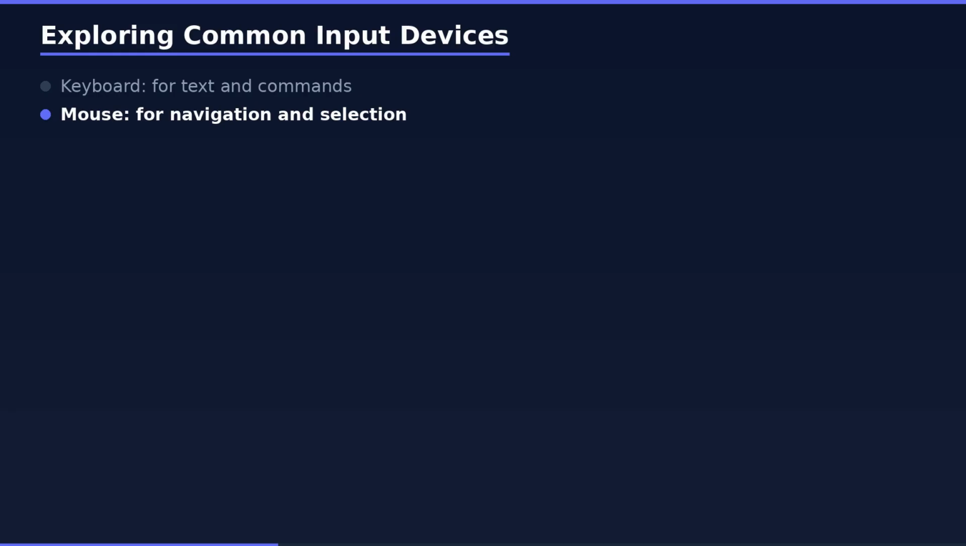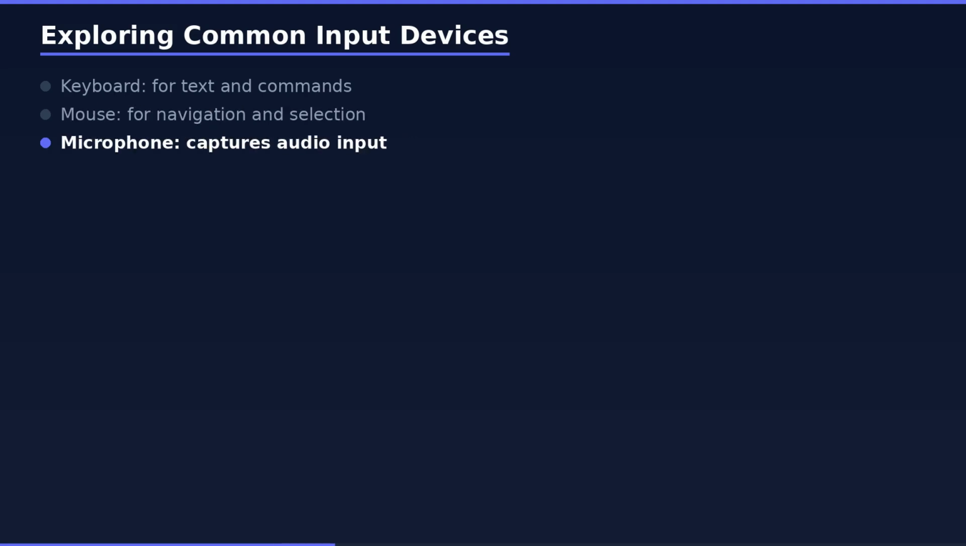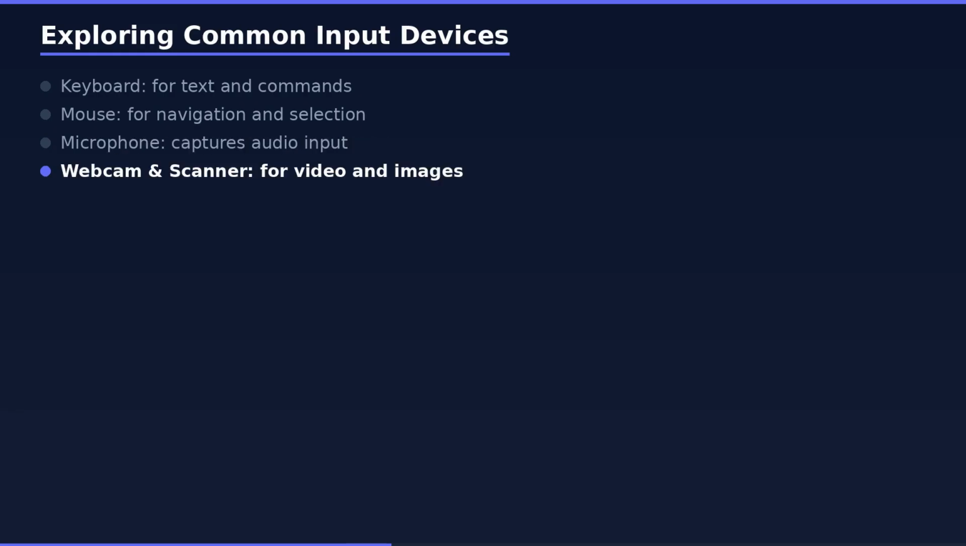Now, what happens after the computer processes all that input? It needs a way to show you the fruits of its labor, right? That's where output devices shine. These are the components responsible for presenting processed information from the computer back to you, the user. The most ubiquitous example is the monitor or screen you're using to watch this very video. It interprets the computer's complex digital signals and transforms them into visual information, text, images, videos, that you can easily understand.